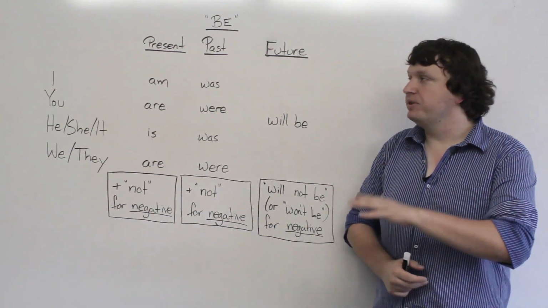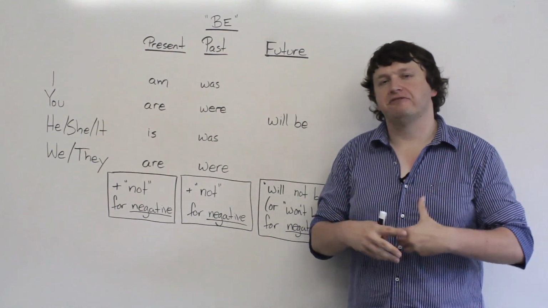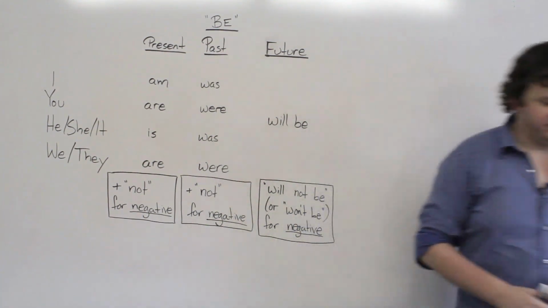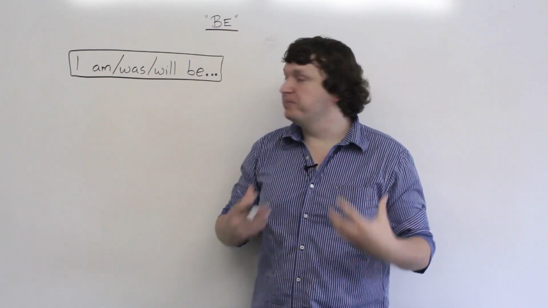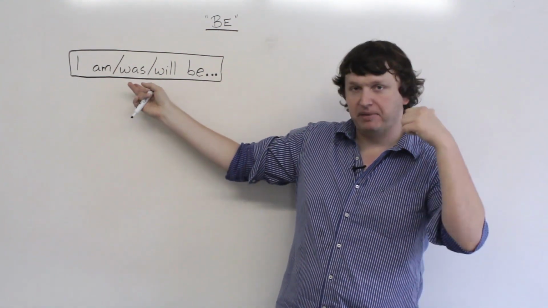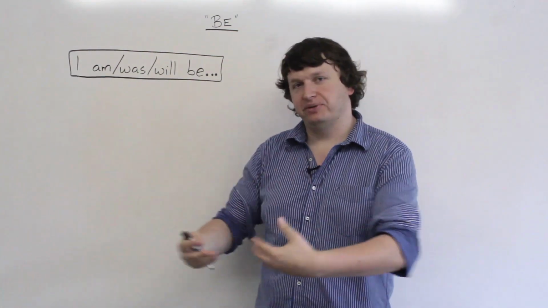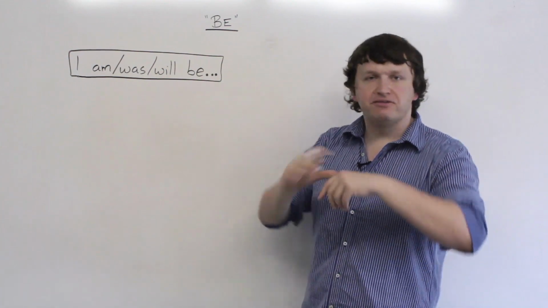Now guys, if you know this already, we're going to look at the ways we can use the be verb and what can follow the be verb. Okay, so how can we use the be verb? Here we have I am for the present, I was for the past, I will be for the future. What can follow the be verb?